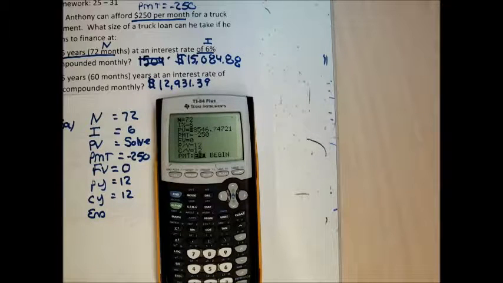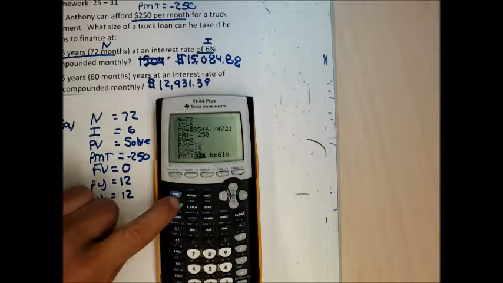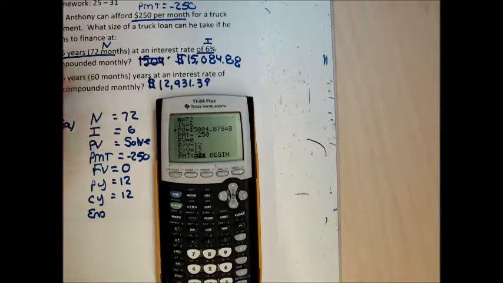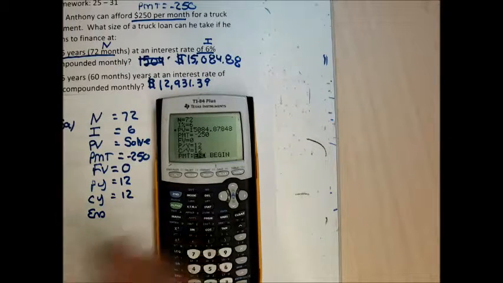I cursor up to the PV, I hit my green alpha button followed by enter, and I get something that rounds to $15,084.88. Now I'll move on to do Part B.